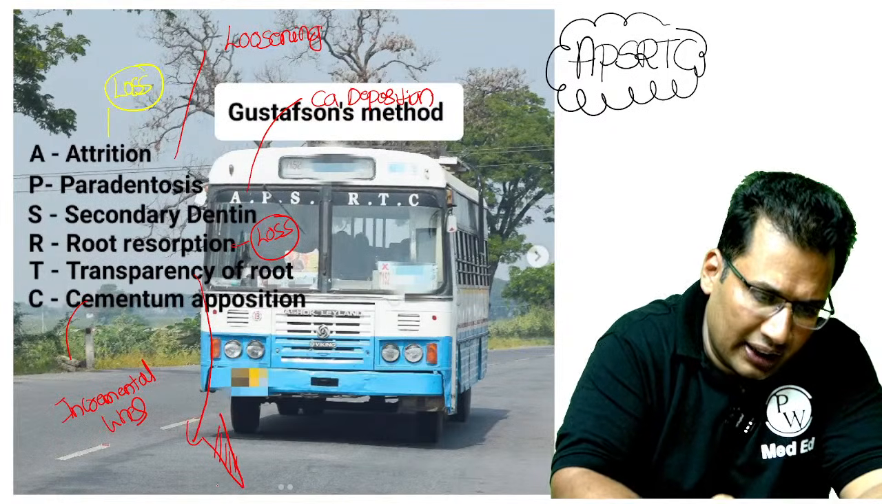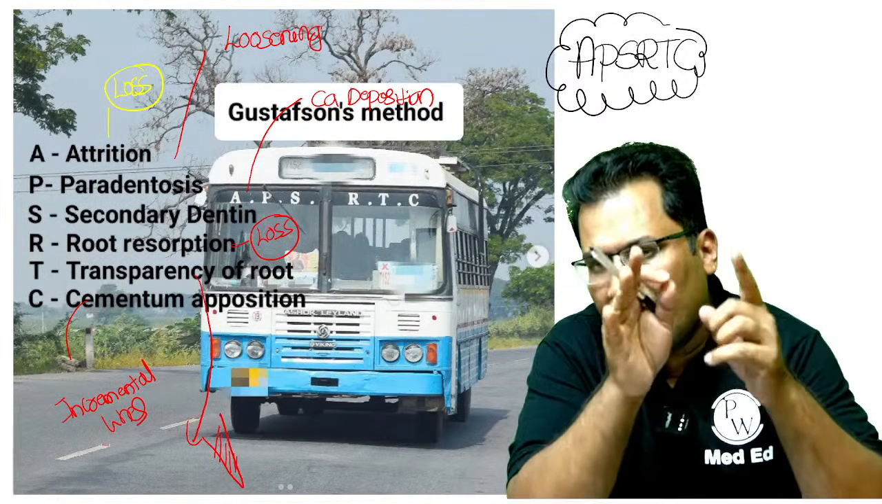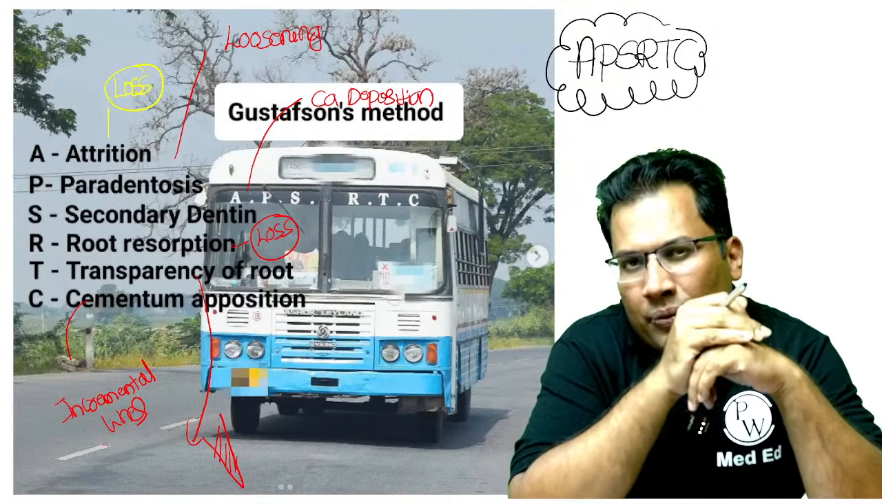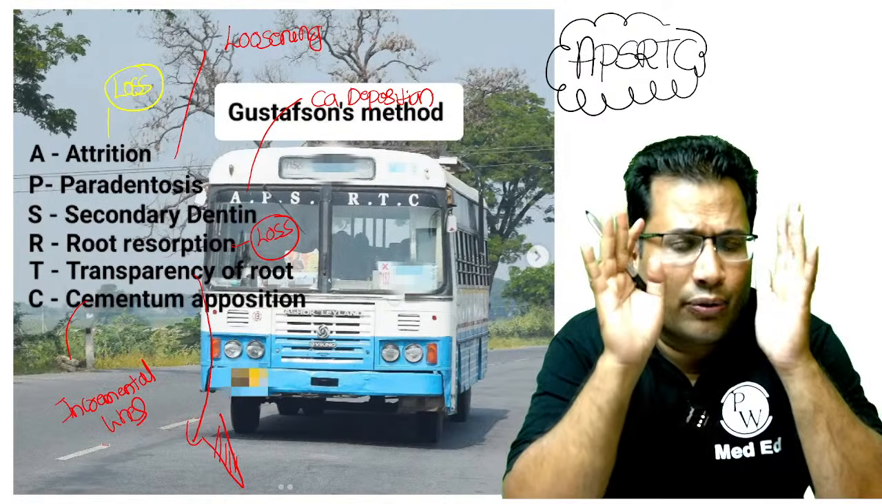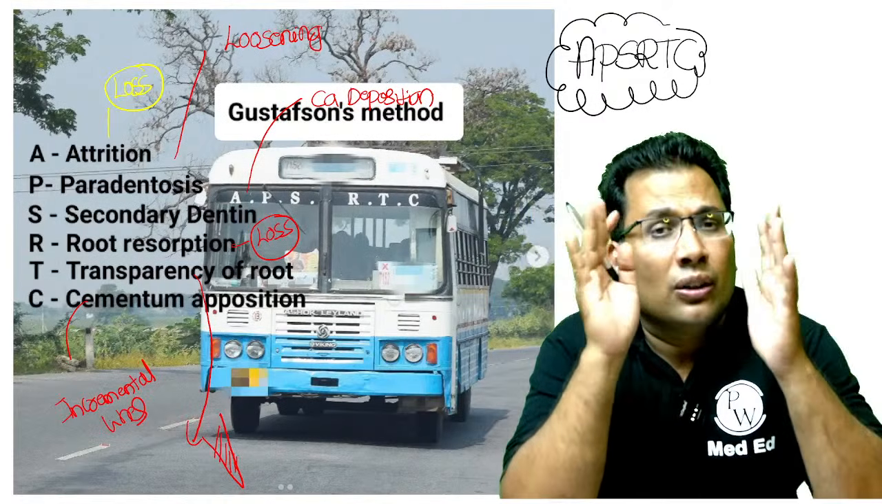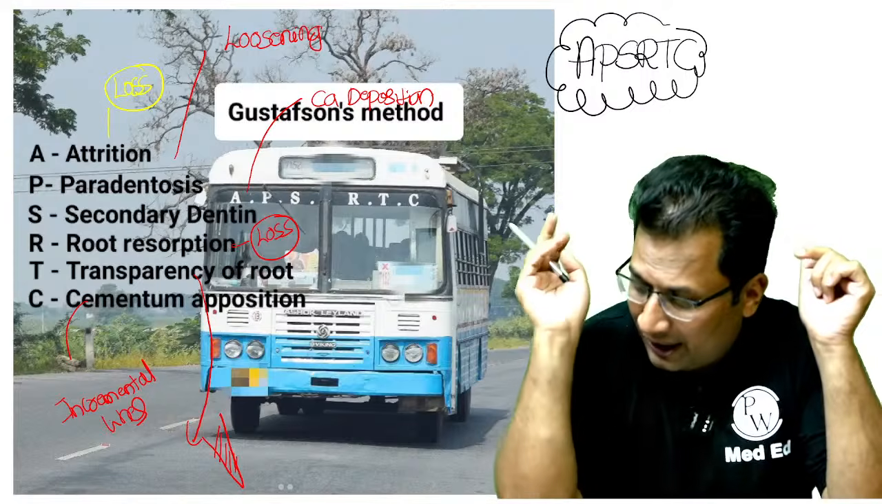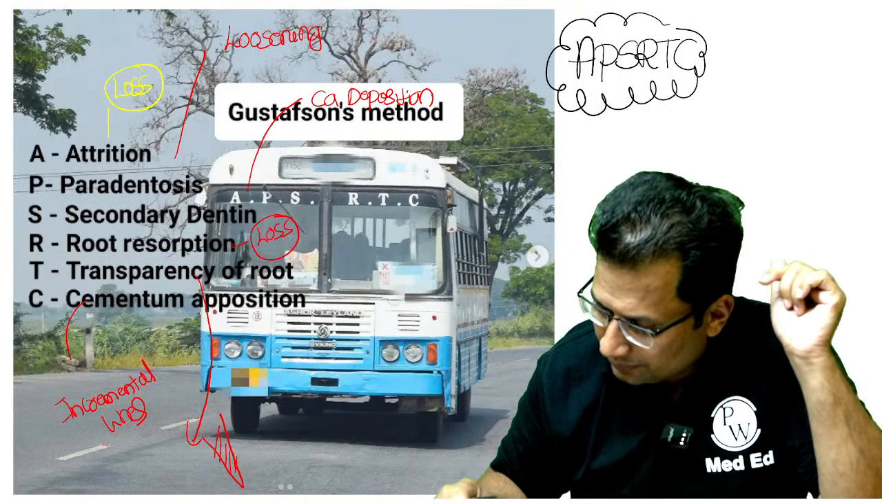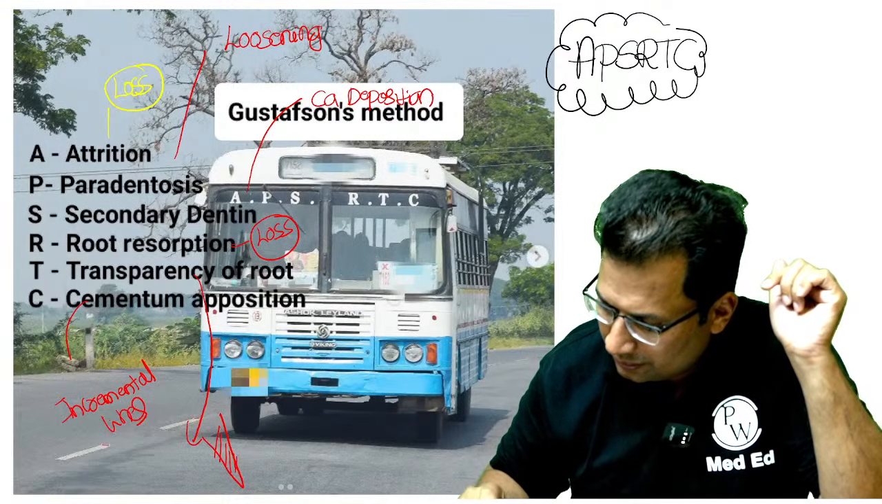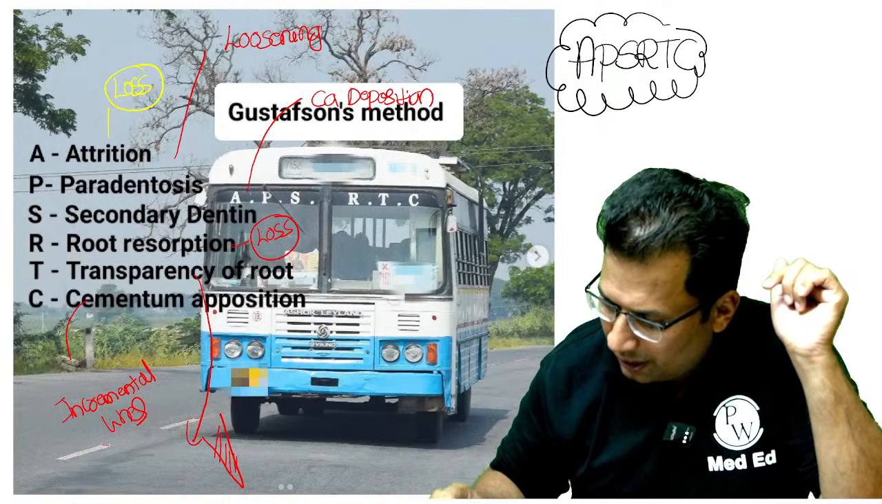There are 6 criteria. The best criterion is transparency of root. Second best criterion is secondary dentin. So this is a very, very important theory question, Gustafson method. Mnemonic is APSRTC. So try to memorize this.